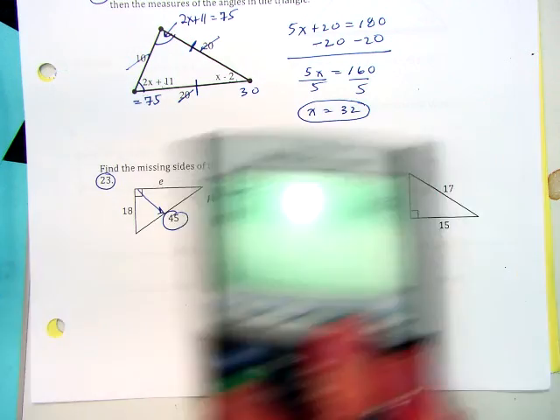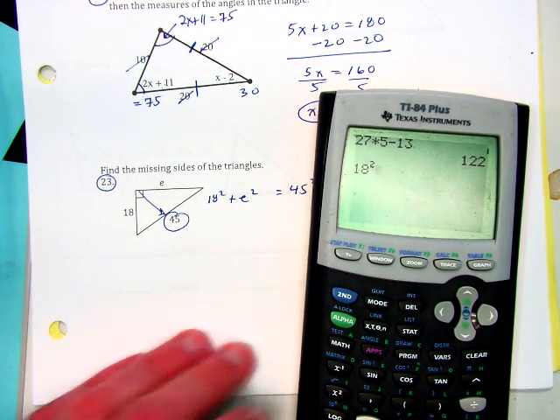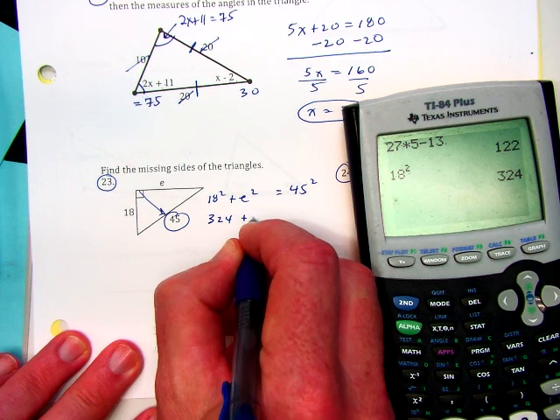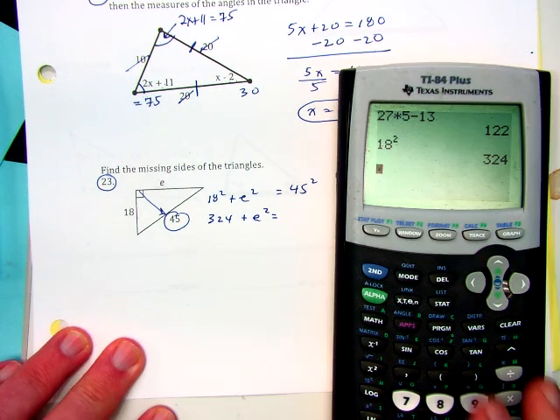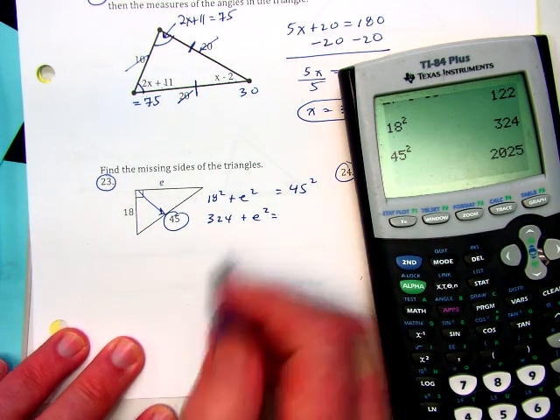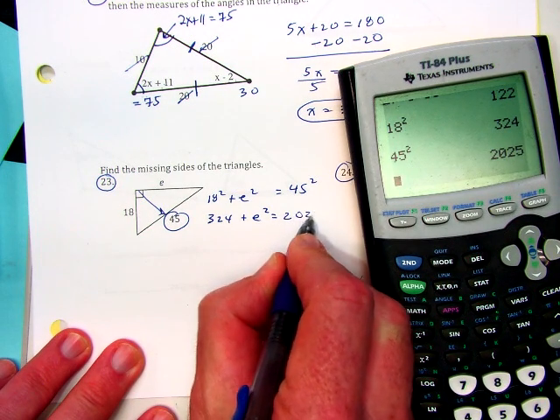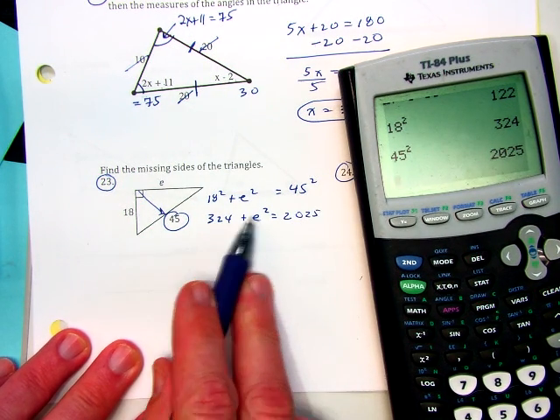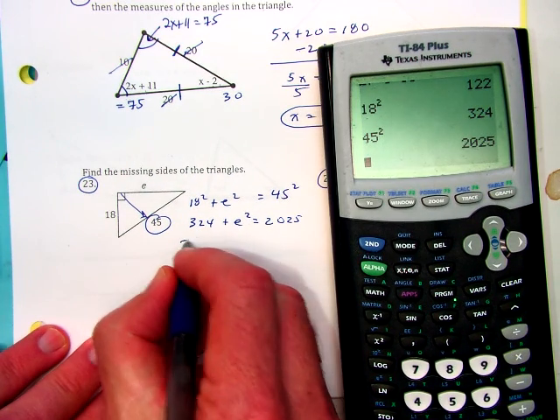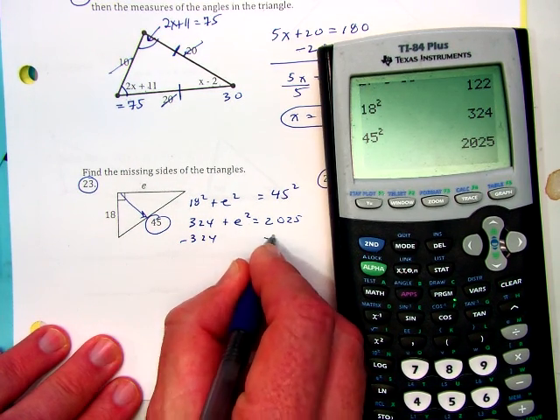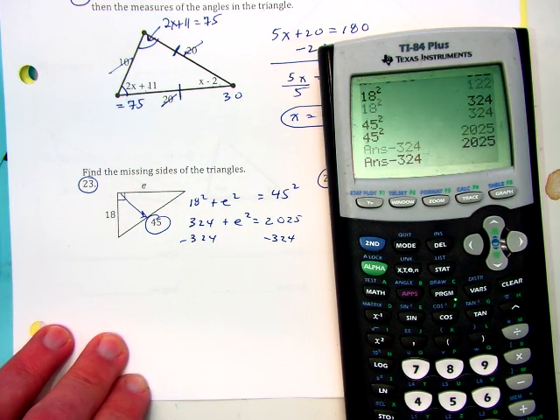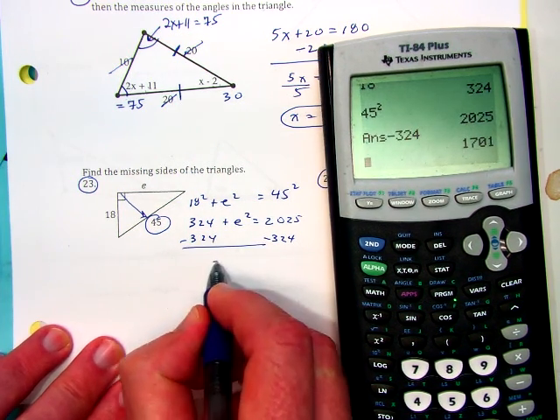18 squared, I believe, is 324. So I had to verify that. Okay, I do not know what 45 squared is off the top of my head. Is 2025. Okay, so I need to isolate this squared term. So I'm going to subtract the 324. Okay, so I subtract 324 and I get 1701. So I get e squared is 1701.